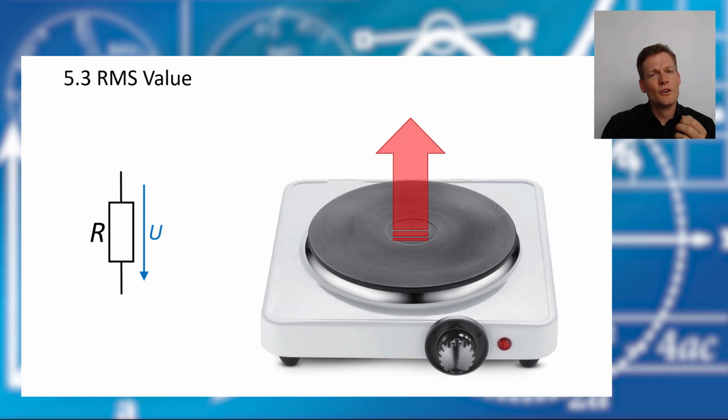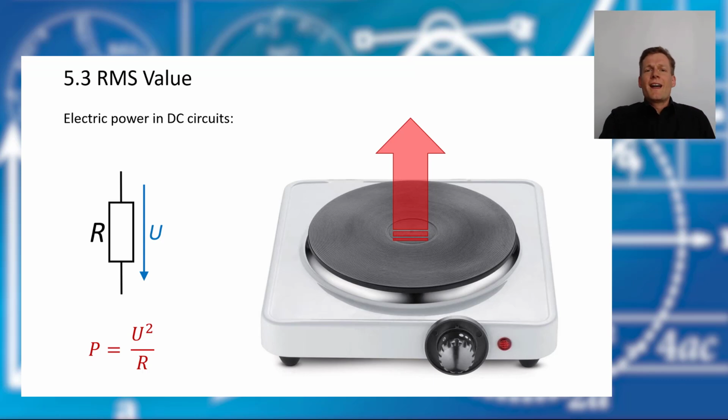And you remember from our DC stuff that we can calculate the electric power at a resistor with voltage squared divided by the resistor value. Okay, and now let's have a look at what happens in our cooking plate or in a resistor if we have AC voltage.